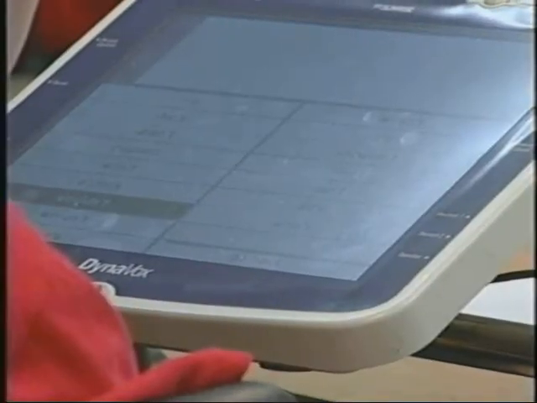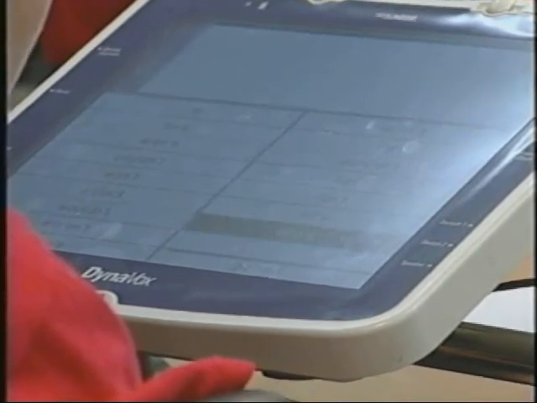So the Dynavox gives him a way to participate in and be a part of what's happening in the classroom by programming curriculum in. We set him up for success with, call it errorless learning, and we want to make sure he's learning the right things.